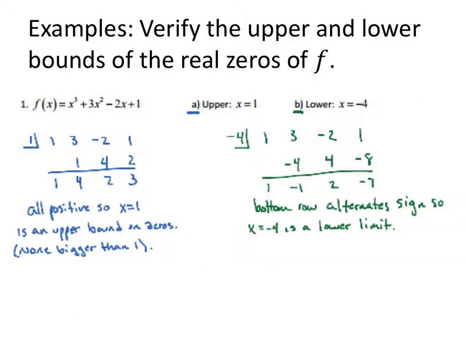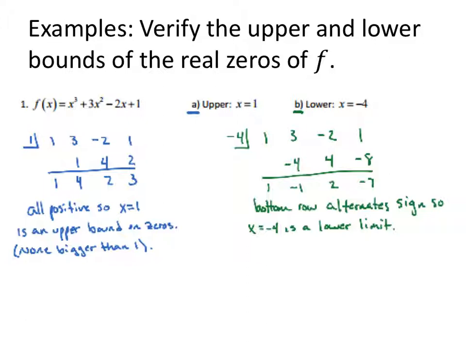So let's just verify some upper and lower bounds of the real zeros. If I have a function here, x cubed plus 3x squared minus 2x plus 1, I'm going to see if x equals 1 is an upper limit. So I'm going to divide by 1 using synthetic division with 1, 3, negative 2, and 1, my coefficients. Remember, we drop the first number, multiply by 1 to go up and over. 3 plus 1 is 4, multiply by 1 to go up and over, add straight down. Multiply by 1, add straight down. Notice how the results are all positive. So we know that none of the zeros are bigger than 1. We also know the remainder was not 0, so x equals 1 is not a zero. There's just nothing bigger than 1.